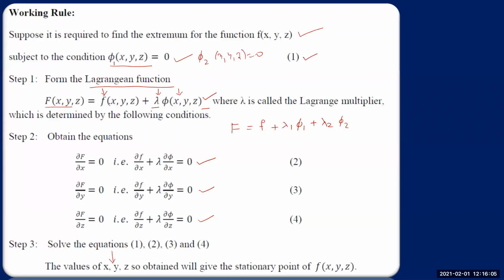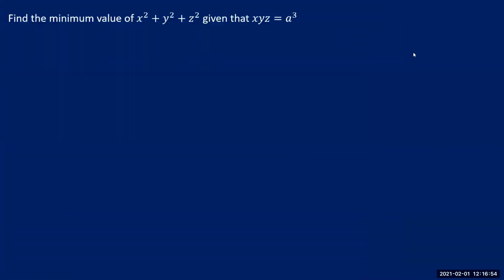Once we form this Lagrangian function, the remaining thing is only to differentiate this new function with respect to all the 3 variables and equate them to zero. And of course the remaining part is only to solve those equations. So this is basically the simple idea of finding extreme values using the Lagrangian method of undetermined multipliers. Let's look at a question. Take this one.